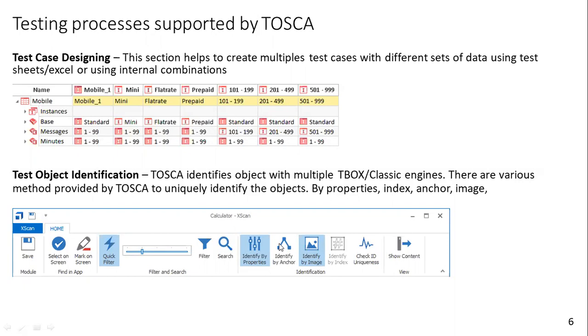The sequence of activities which happens in Tosca is, first, you get a requirement. For the requirement, you design your test case, and for the test cases which you have designed, you will identify the test objects, and the test objects will be mapped to the test case, and the test case will take the data from test case design. So this all relates from the point one to it's in a process.